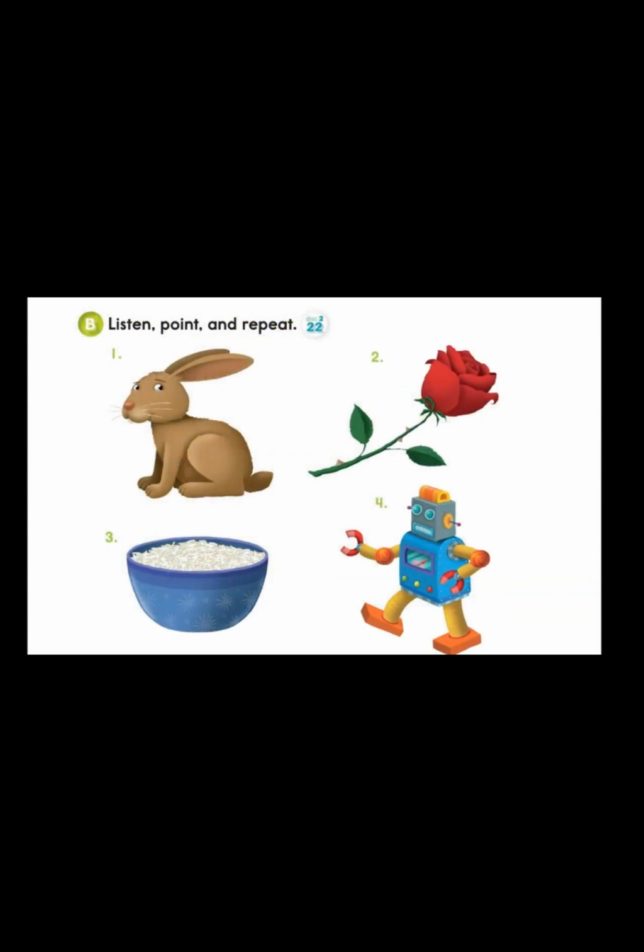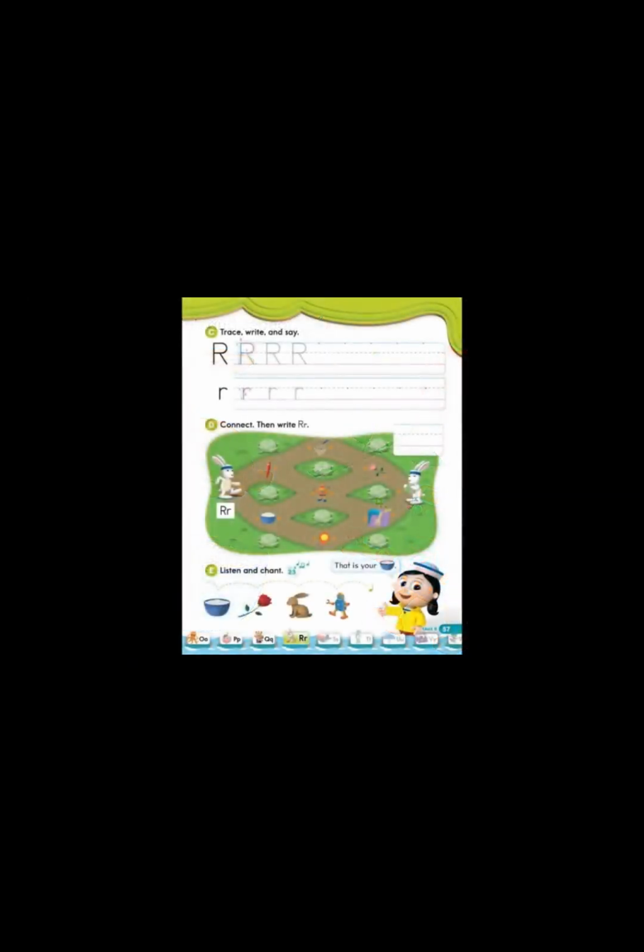Page 56. B. Listen, point, and repeat. 1. Rabbit. 2. Rose. 3. Rice. 4. Robot.